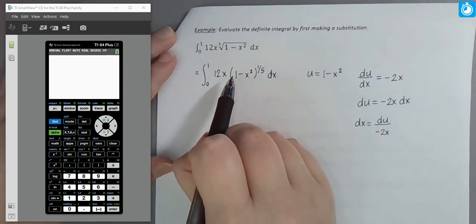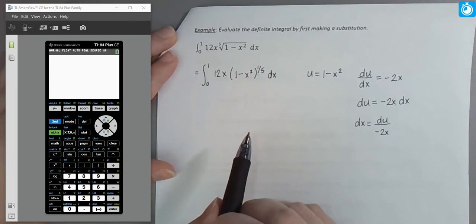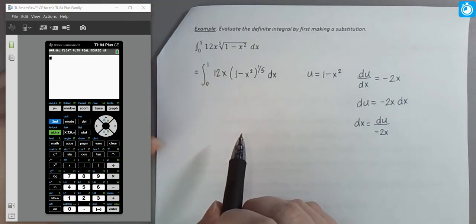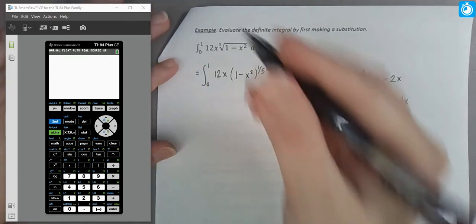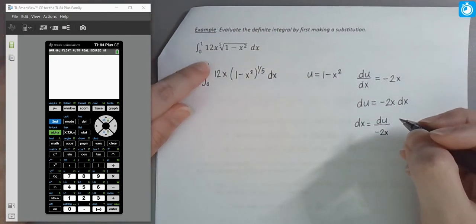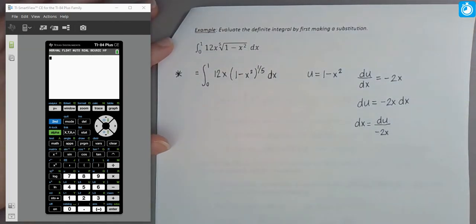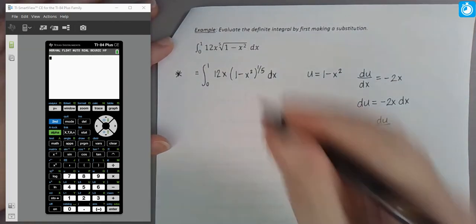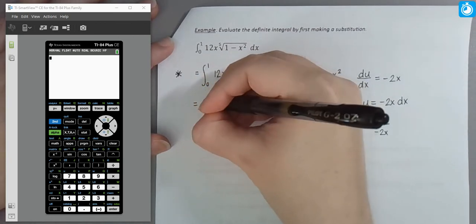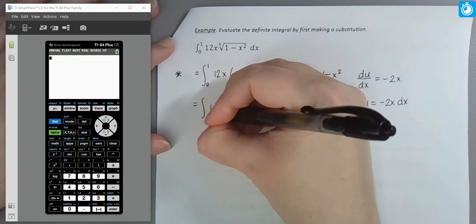Okay, so I can substitute for my inner function. I can substitute for dx. And at this point, I'm going to go ahead and drop off those limits of integration. Don't forget about them. So maybe star this point in the problem, so we know to come back here and reference our limits of integration again. But as soon as we start changing variables, those limits of integration no longer apply. So we're just going to look at the indefinite integral first.